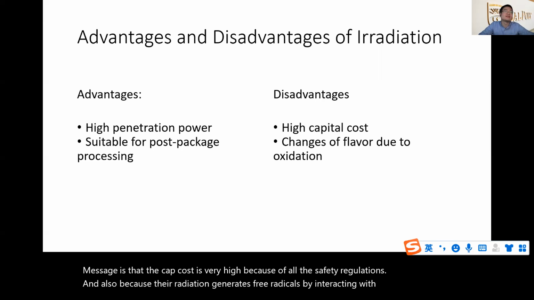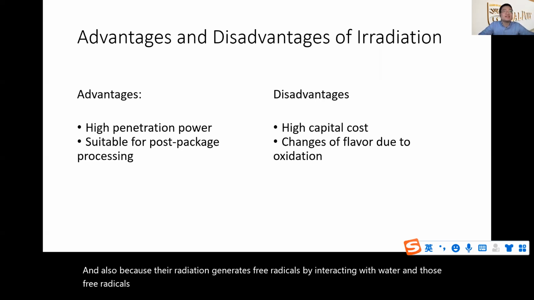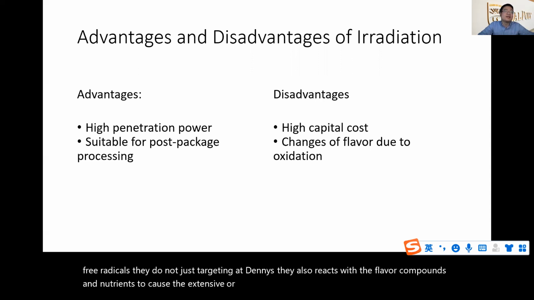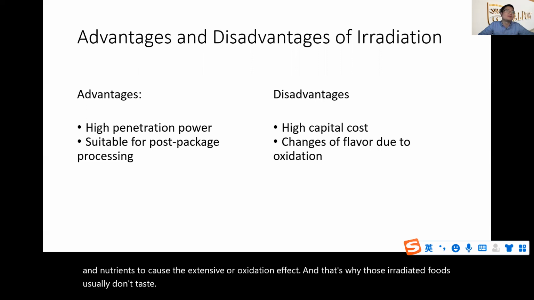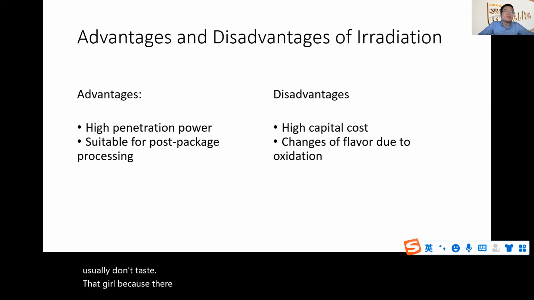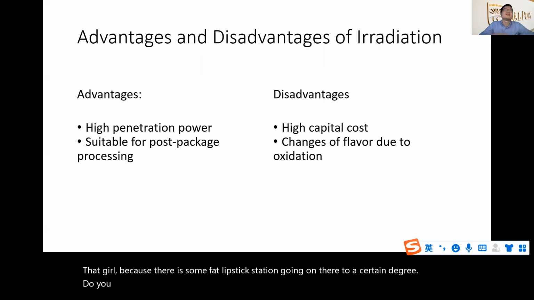And those free radicals do not just target DNAs. They also react with the flavor compounds and the nutrients, causing an extensive oxidation effect. That's why those irradiated foods usually don't taste that good, because there's some fat lipid oxidation going on there to a certain degree. Do you guys have any questions before we move on?